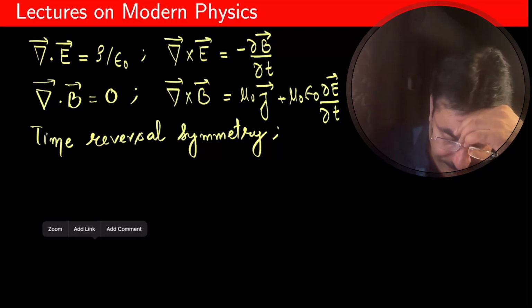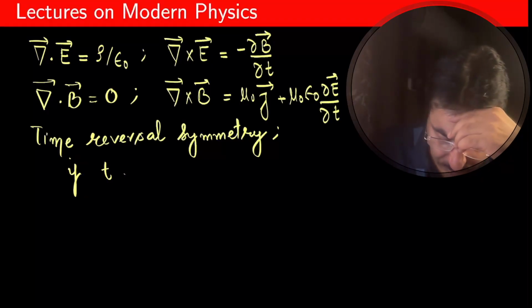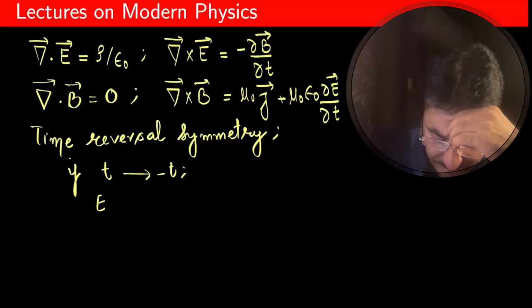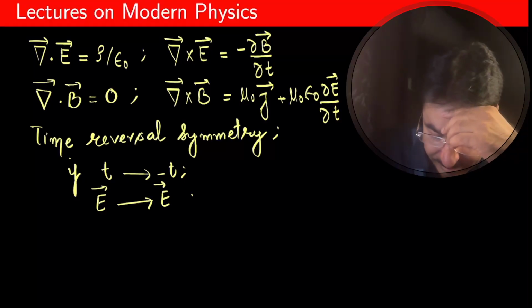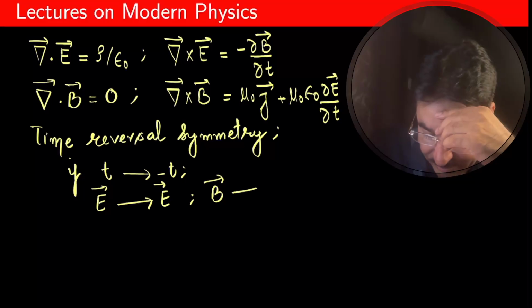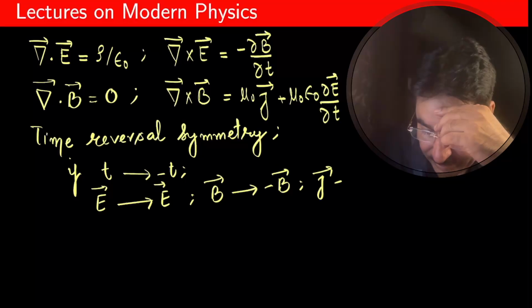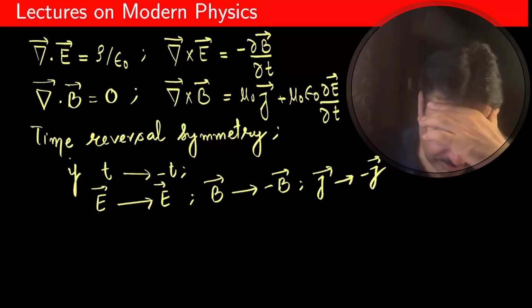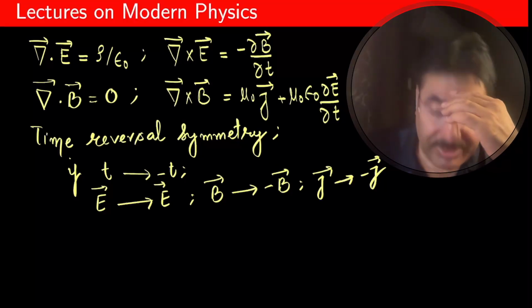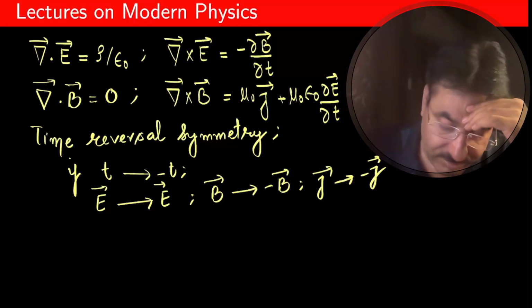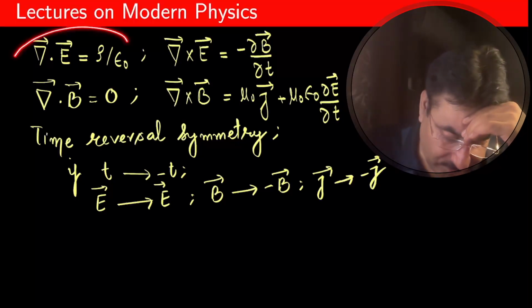So if t goes to minus t, this is called the time reversal operation, then E will still go to E, meaning E will not change sign, but B will change sign, it will go to minus B, and J will change sign, it will go to minus J. Let us see whether these equations accept time reversal symmetry, meaning if you reverse time, the equations retain the same form. Let us look into the first equation first.